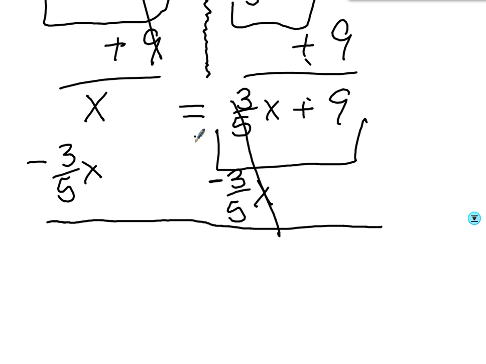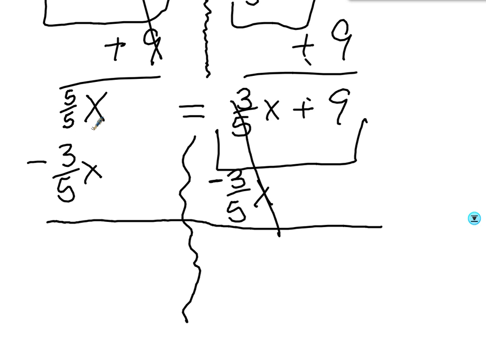Okay, these cancel. Look up here at the board. You see this empty space? I am going to write 5 over 5, because that's the same as 1. I wrote 5 over 5 because, with 3 over 5, it makes it easier to deal with that fraction.